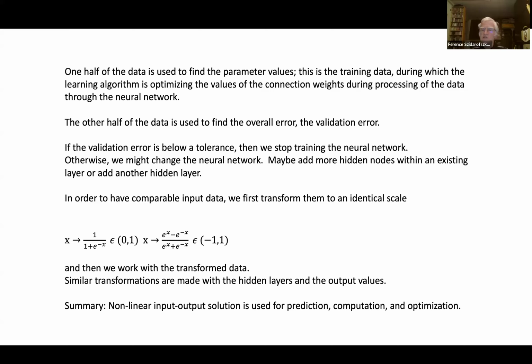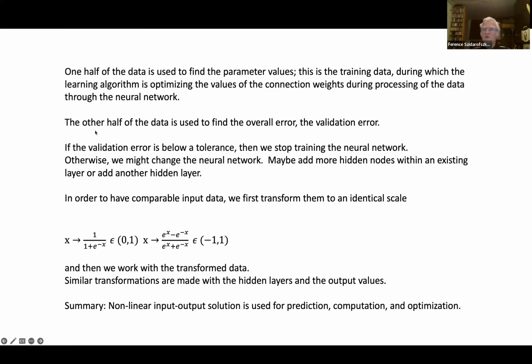If both are below the threshold, you have all the reason to believe that your neural network is pretty good. One thing that we have to be a little bit careful about is that you are adding up values. If one of the input values is huge and the other input value is very small, when you add them up, the effect of the small one disappears.